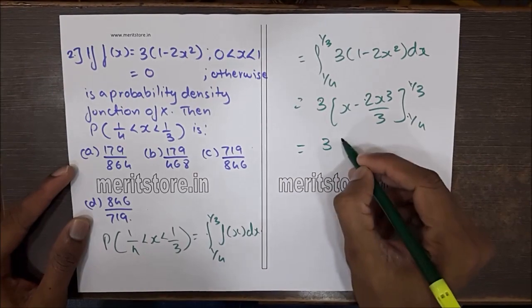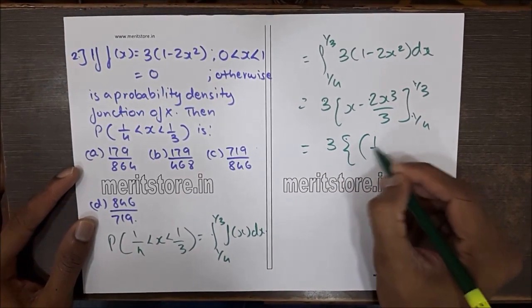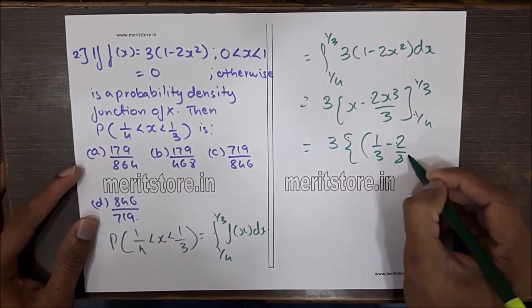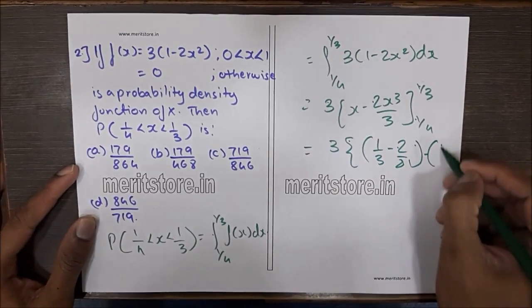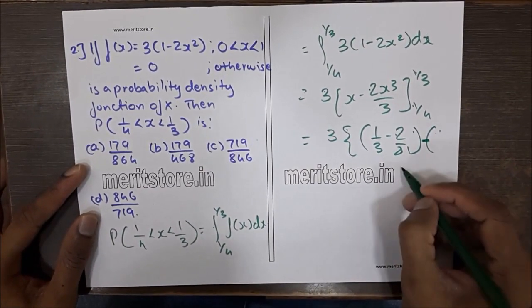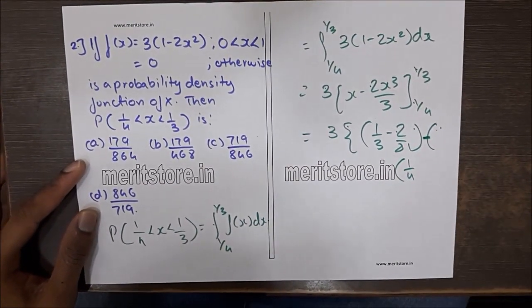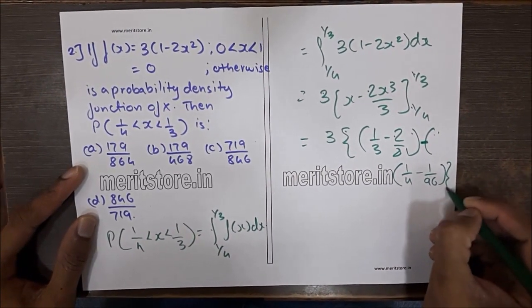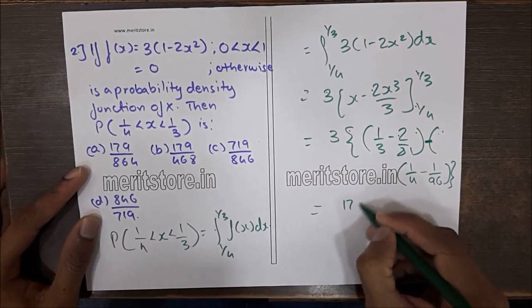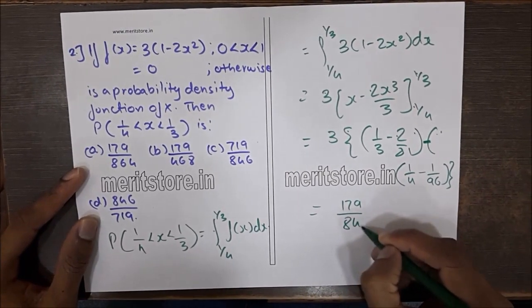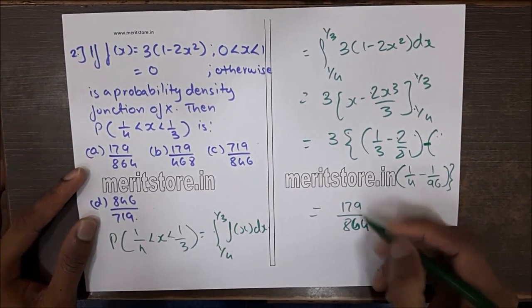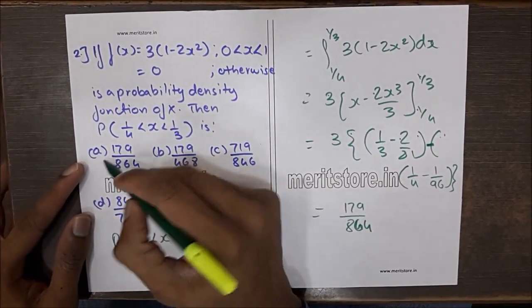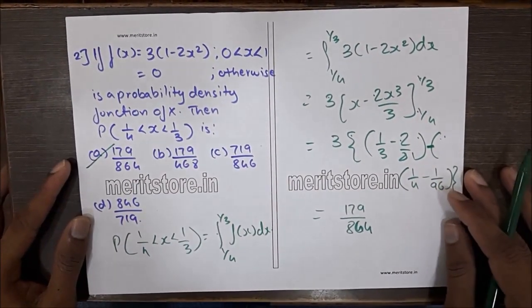We get 3 into 1 by 3 minus 2 by 81, minus of 1 by 4, minus 2 by 96. We solve this, we get 179 by 864, which is option A. Option A is the correct answer.